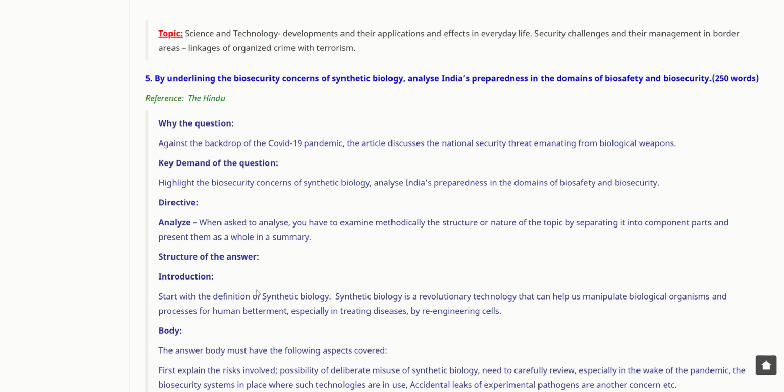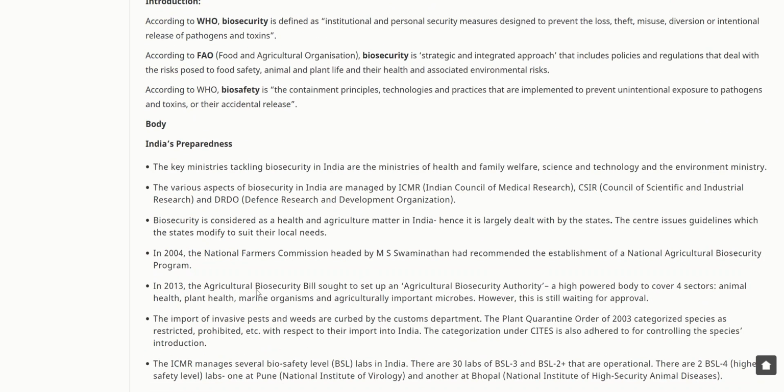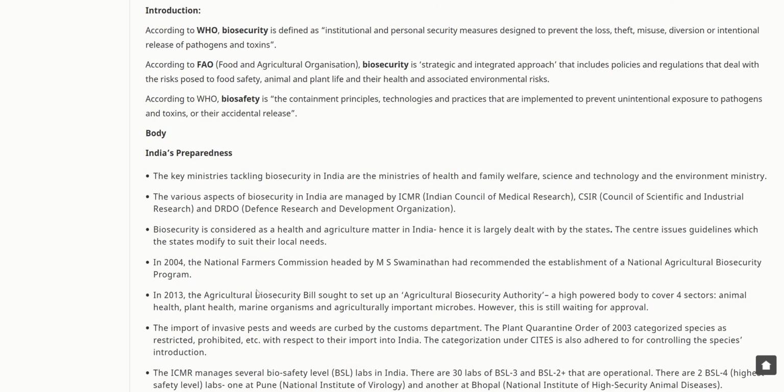Science and technology developments and their applications and effects in everyday life, security challenges and their management in border areas, linkages of organized crime with terrorism. By underlining the biosecurity concerns of synthetic biology, analyze India's preparedness in the domains of biosafety and biosecurity. According to the WHO, biosecurity is defined as institutional and personal security measures designed to prevent loss, theft, misuse, diversion, or intentional release of pathogens and toxins.